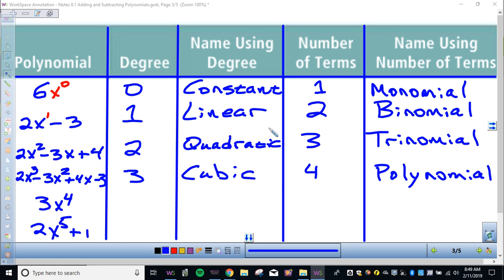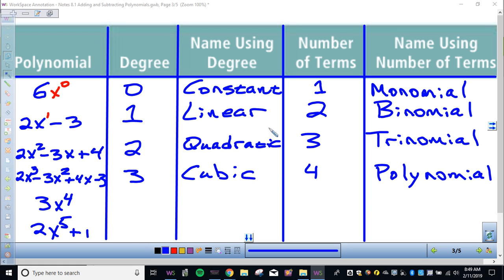Polynomial has two meanings. Like any number, unless it has a negative exponent or a fraction exponent, is polynomial. It also refers to the number of terms, how many terms. In this case, there are 4 terms. So 4 or more terms is a polynomial. Okay, if you want to write that down next to polynomial, that's not a bad idea.